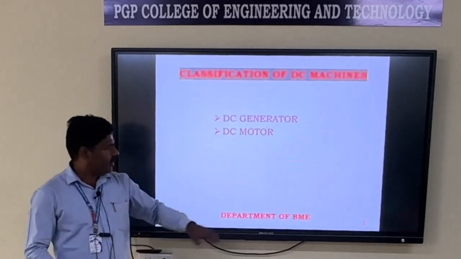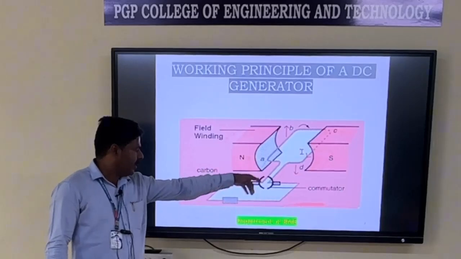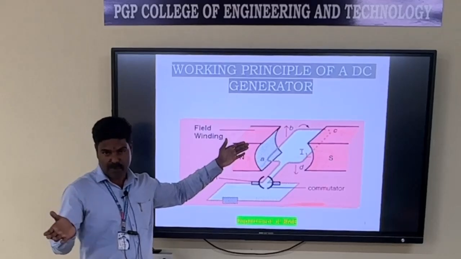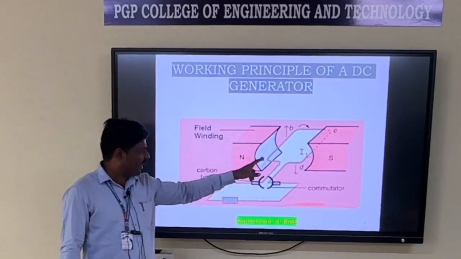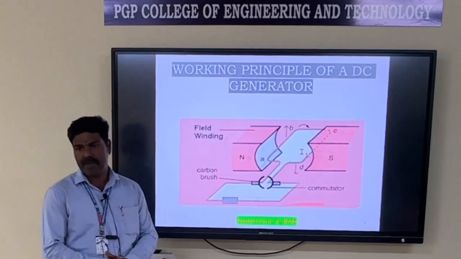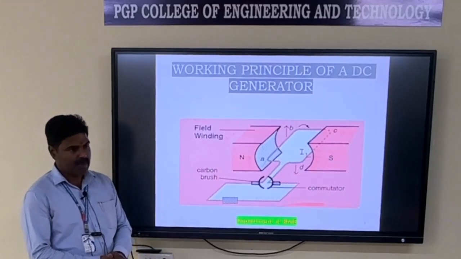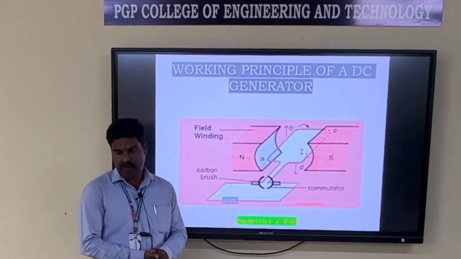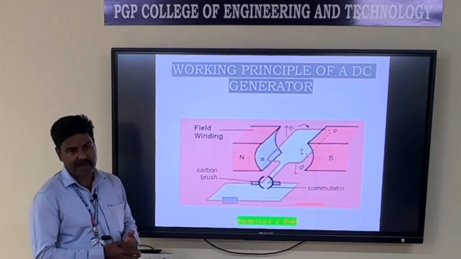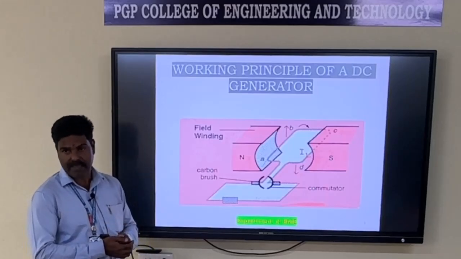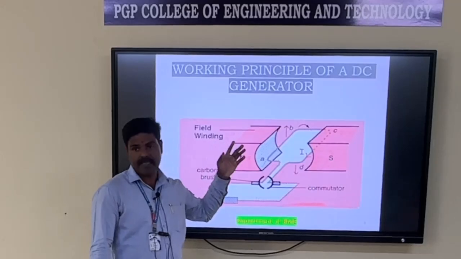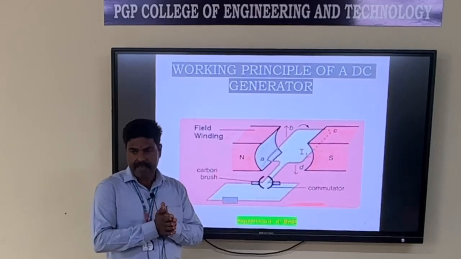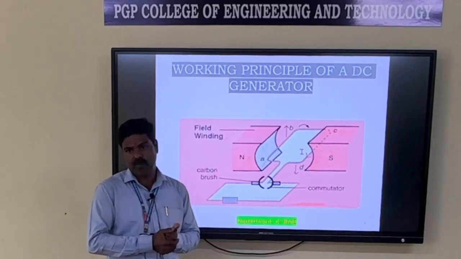Similarly, the DC motor uses the same circuit diagram. In a DC generator, whenever a conductor cuts magnetic flux, an induced EMF is produced. In a DC motor, when a current carrying conductor is placed in a magnetic field, it experiences a mechanical force given by F equal to B into I into L. B is the magnetic flux density, I is the current flowing through the conductor, and L is the length of the conductor. That is the working principle used in the DC motor. Here the input is electrical energy, which is converted to mechanical energy.